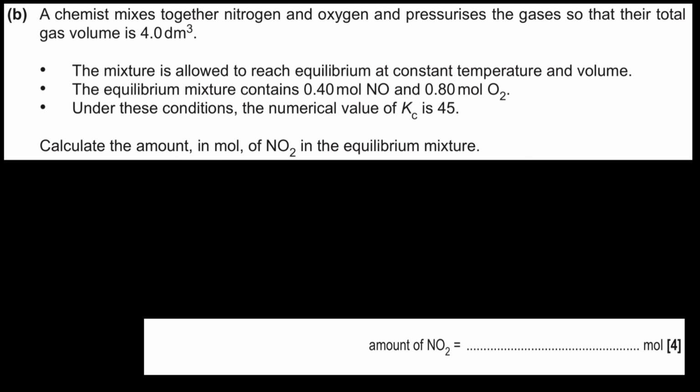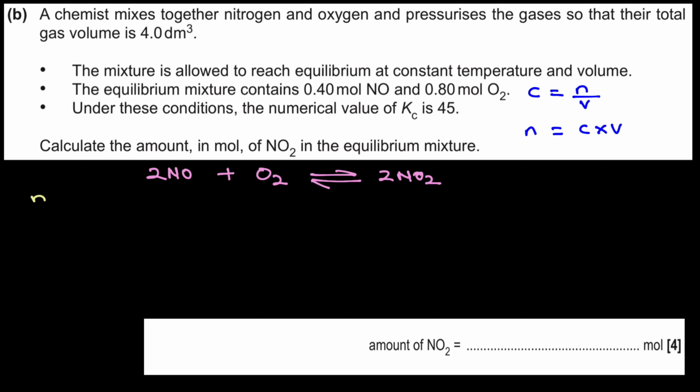We have these gases here as 2NO plus O2, and because it's in equilibrium, it gives 2NO2. Well, the first formula we're going to use is, we know that concentration is mole over volume, and mole will be equal to concentration times volume. The first case is we need to find the mole in this case, and the mole we're given for NO is 0.4, and the mole for oxygen is 0.8, and NO2 is what we're looking for.